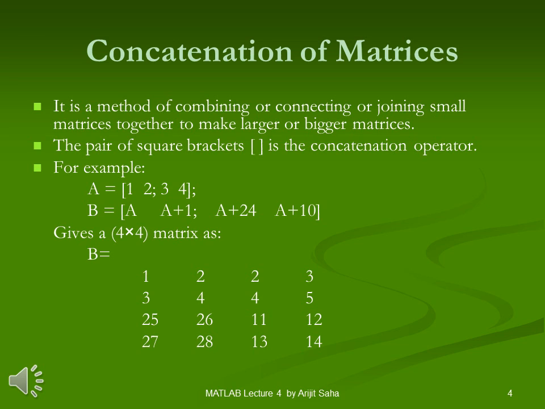And you can see in the matrix B, for the first row, the first two elements are 1, 2, and the second row, first two elements are 3, 4. That means it is A. Then for B, the first row, third and fourth elements are 2, 3, and the second row, third and fourth elements are 4, 5, which means it is basically A plus 1. Similarly, you can understand what is A plus 24 and which one is A plus 10.